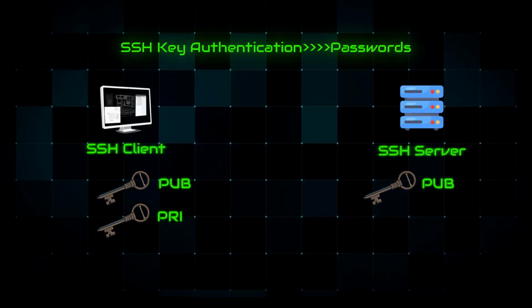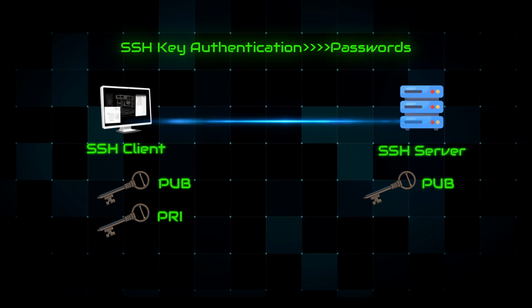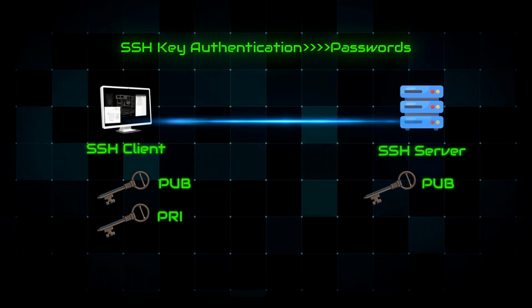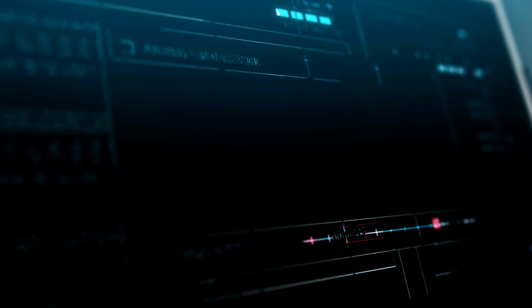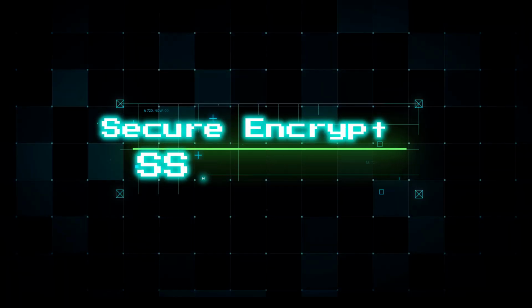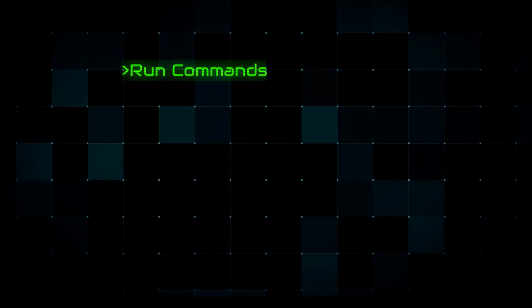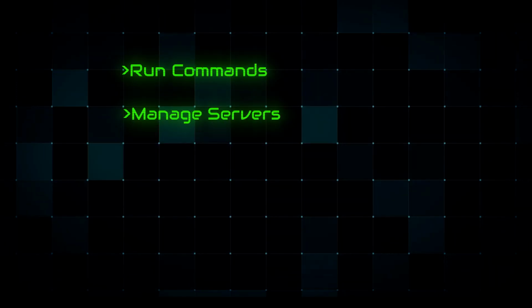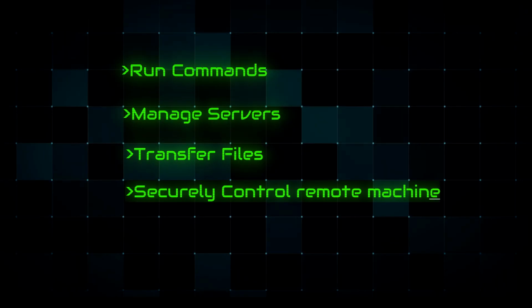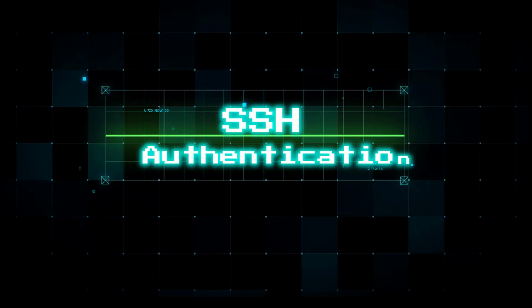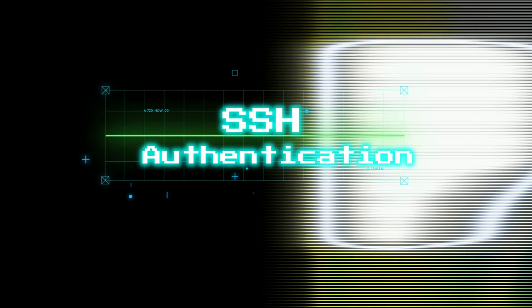And that's exactly what makes SSH key authentication far more secure than traditional passwords. Once authentication is complete, a secure encrypted SSH session is established. From there, the user can run commands, manage servers, transfer files, and securely control the remote machine. And that is how SSH works behind the scenes.